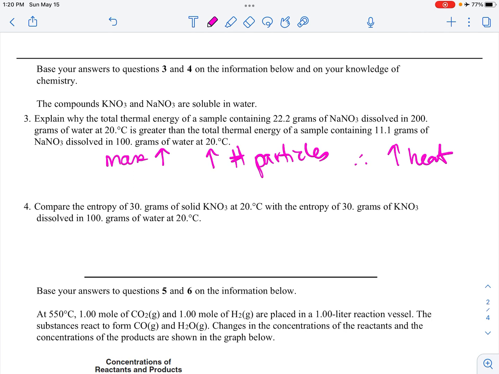Okay, compare the entropy of 30 grams solid CaNO3 at 20 with the entropy of 30 grams CaNO3 dissolved in water. So we're basically saying, what's the difference in entropy?